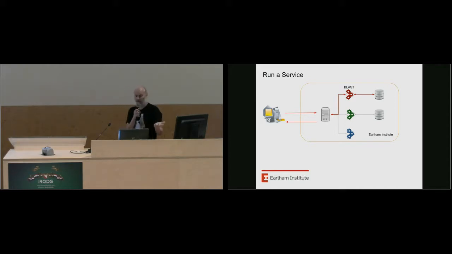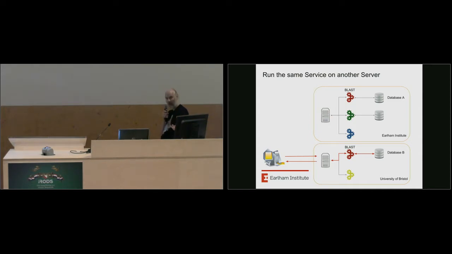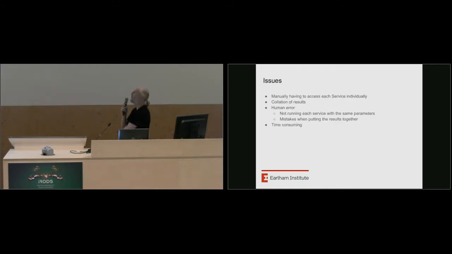Typically, they'd go in, make a request, use a parameter and run it against the database that we have there. But they also might want to look for the same kind of thing on a database on a different system, in this case the University of Bristol, which is one of our partners in this system. The problem is that they're having to log into two different systems twice. They might put in the wrong or different parameters, and they've got to collate the results together. So you're prone to human error, and it's time-consuming.